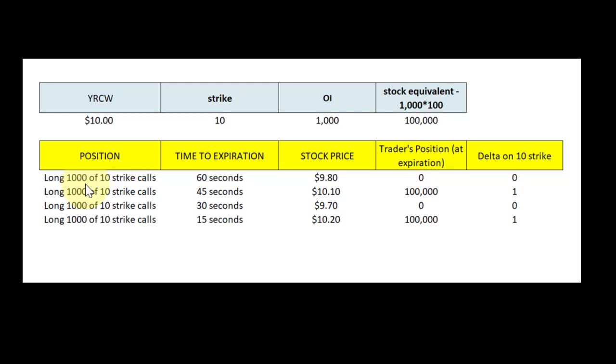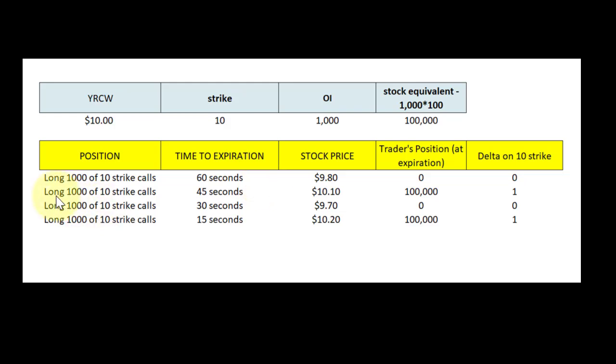Our position's long 1,000 of the 10 strike calls. There's 60 seconds to go before expiration on the third Friday in this example. The stock price is $9.80. So right now we're out of the money by 20 cents. The trader's position at expiration, if we close at 9.80, is nothing. These are out of the money. These are going to expire worthless. The delta is zero. The market's pricing in a zero probability of this stock ending up in the money.